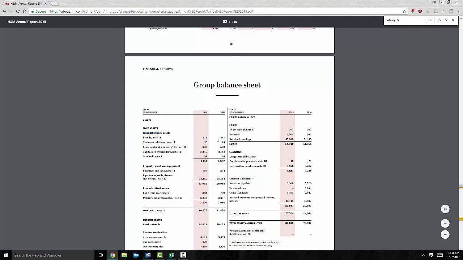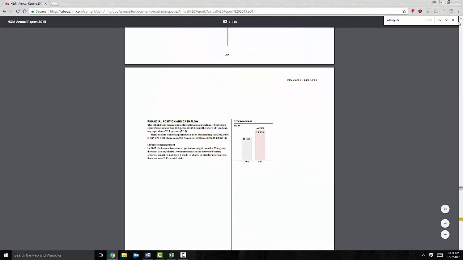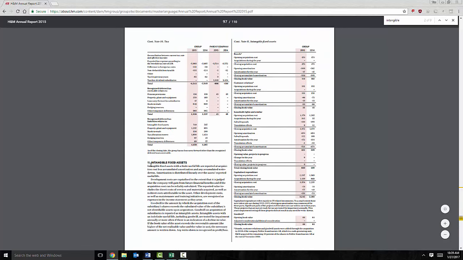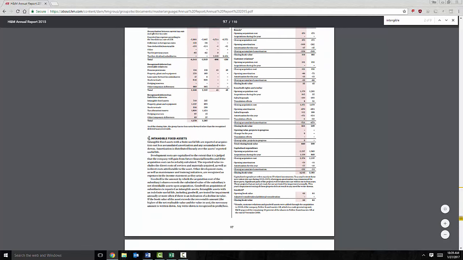So brands have actually decreased, customer relations decreased, leasehold increased slightly, but we can identify that the large increase in intangible assets is from capitalized expenditure. And again, this is going to be found in note 11. So we can just go down and see if we can find note 11. And here's note 11, intangible fixed assets.